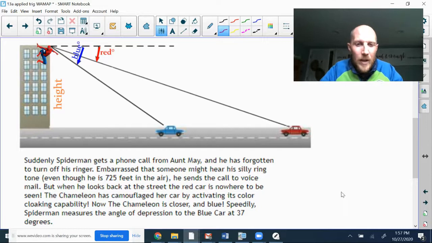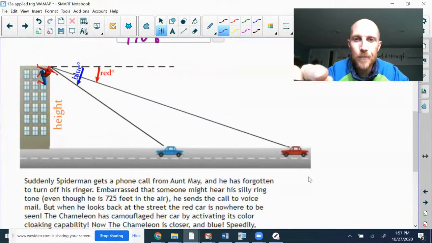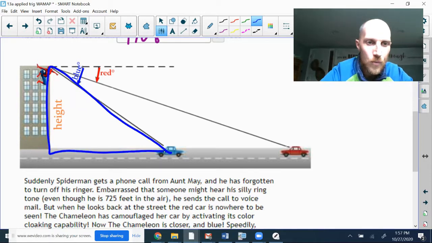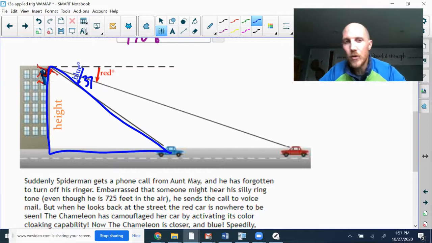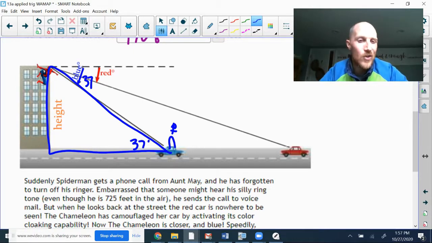But wait, it's a color changing car. She's activated the color cloaking capability and camouflaged her car in blue. So Spidey quickly calculates that the angle of depression to the blue car is 37 degrees. Let's draw that blue triangle. Yeah, the angle of depression from Spidey to the blue Chameleon is 37 degrees. That means if the Chameleon were to look up at an angle of elevation of 37 degrees, she would see Spidey.